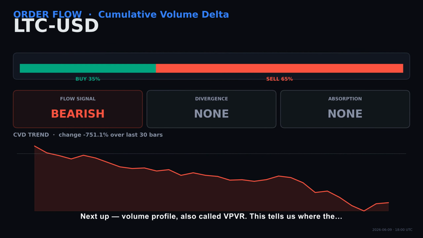Now, order flow. Since we don't have access to full level 2 tick data, we estimate the buying and selling pressure from each candle's close direction and volume.